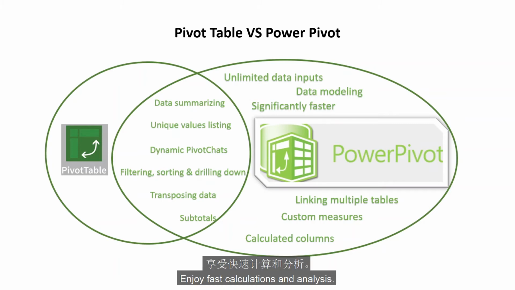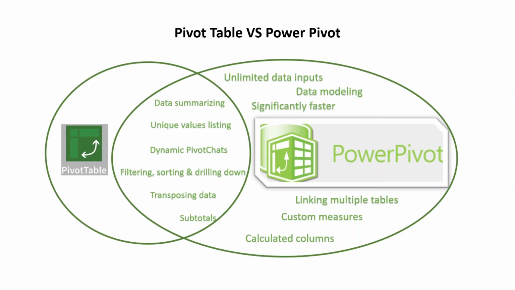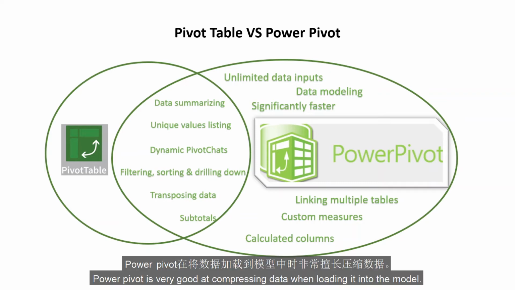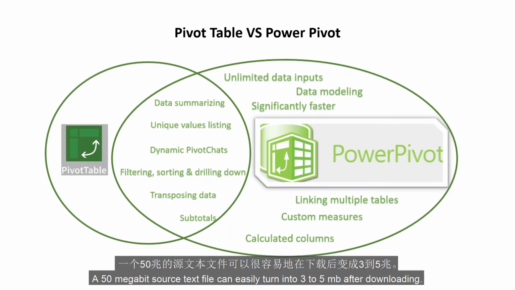Enjoy fast calculations and analysis. It copes with large amounts of information very quickly. Power Pivot is very good at compressing data when loading it into the model. A 50 megabyte source text file can easily turn into 3 to 5 megabytes after loading.